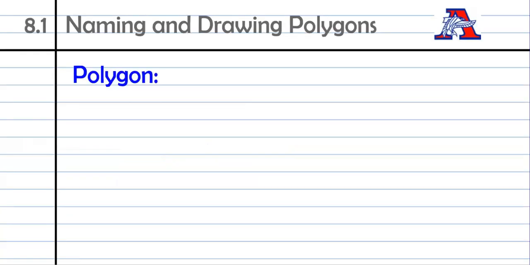So first of all, what is a polygon? I think we've all heard that word before, but we have to be a little bit careful with polygons because it is a pretty specific term. A polygon is a closed figure with straight sides. And if you follow that definition, we can come up with a couple of examples of what a polygon is and what a polygon is not.